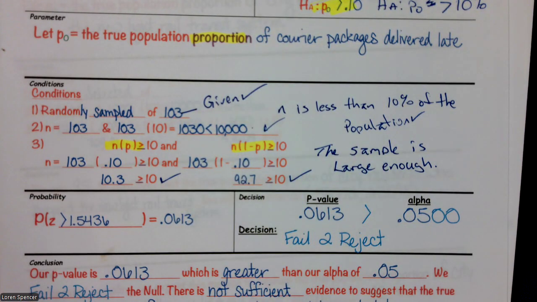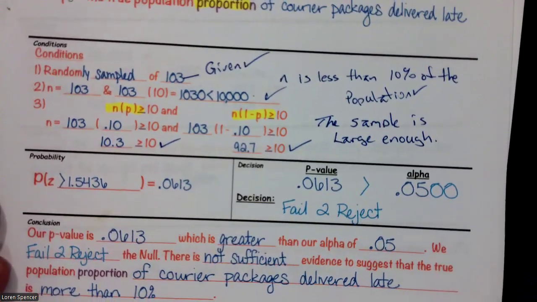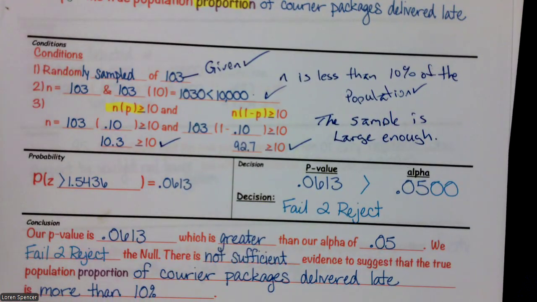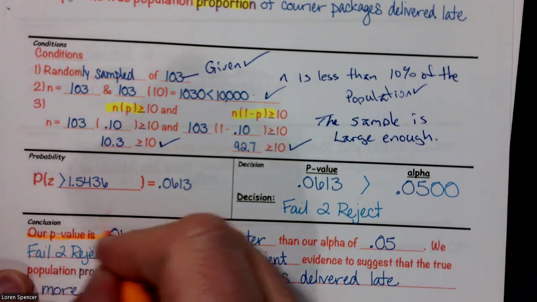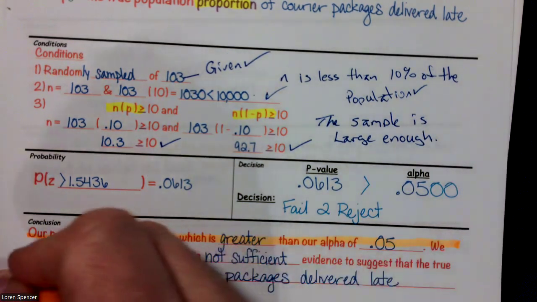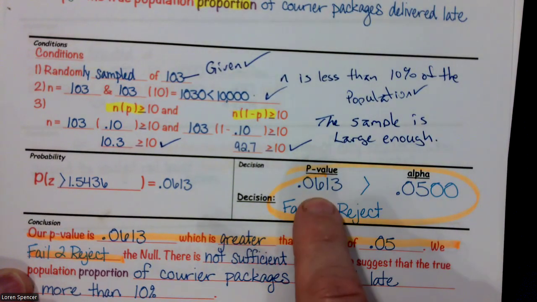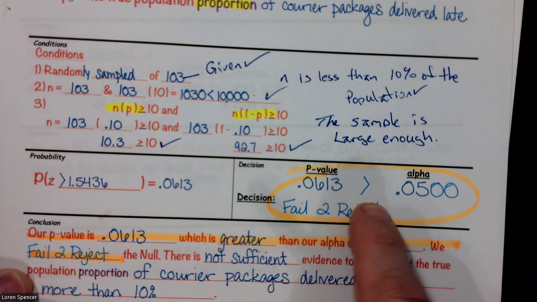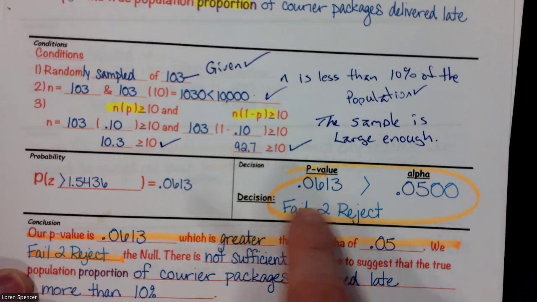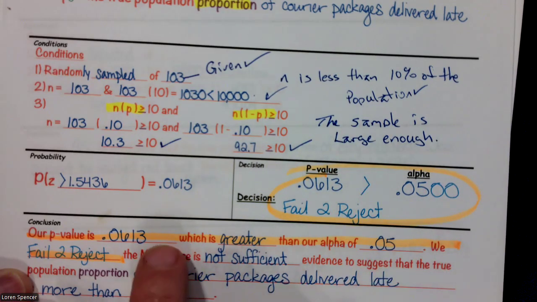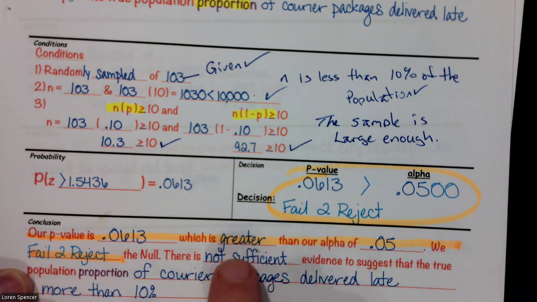So, our p-value is 0.0613, which is greater than our alpha of 0.05. We fail to reject the null. All right, I can't stress this enough, so I keep going back to it. This information right here, you've already shown. It came straight from that box. Our p-value of 0.0613, which is greater than our alpha 0.05. Our decision was to fail to reject. Okay, and that's exactly what we said there.